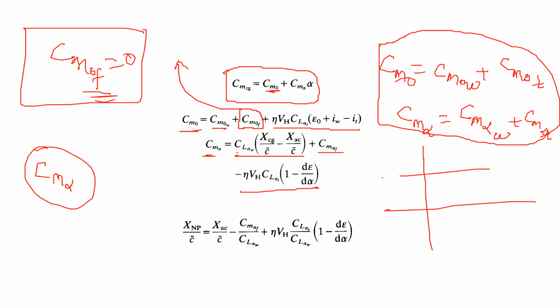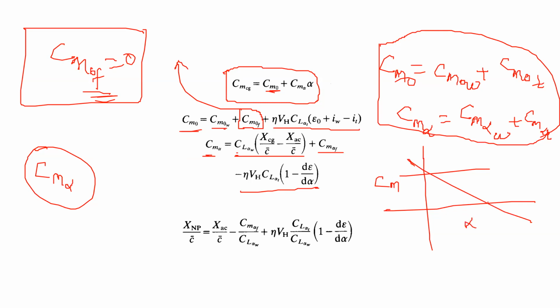Your CM remains fixed. Your aircraft does not experience any pitching moment. You leave it at a certain angle of attack, it remains there. It's a bad situation, by the way. You want your aircraft to be stable, so usually what you want is a negative slope in this curve if you look at it.